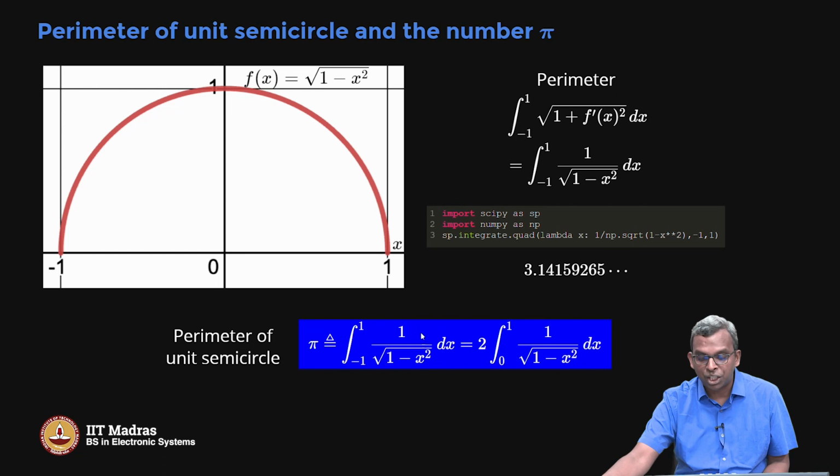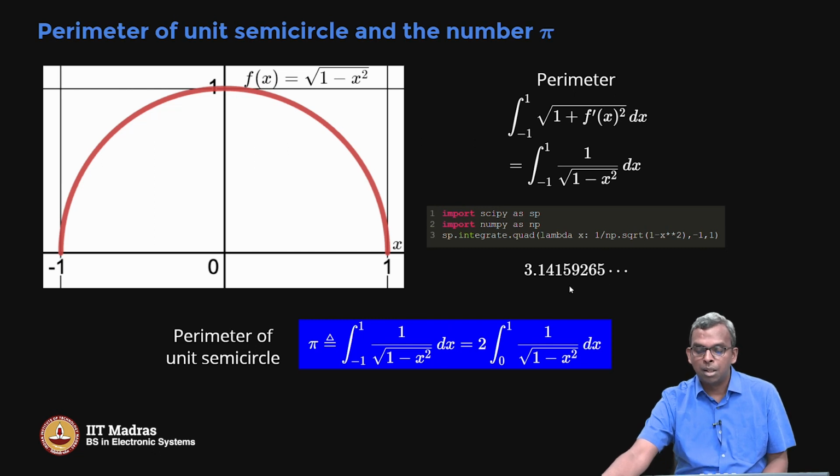Notice this is an even function, no? You remember our definition of even function? This function, if you put minus x instead of x, you get the same thing. So this is an even function. So this integral will simply become 2 times the integral from 0 to 1 of 1 by square root of 1 minus x squared dx. This is my definition of pi. This is the value of pi. This is the perimeter of the unit semicircle. So what is the perimeter of the unit circle? It's 2 times pi. And this pi has this value 3.1415 whatever by this integration formula.